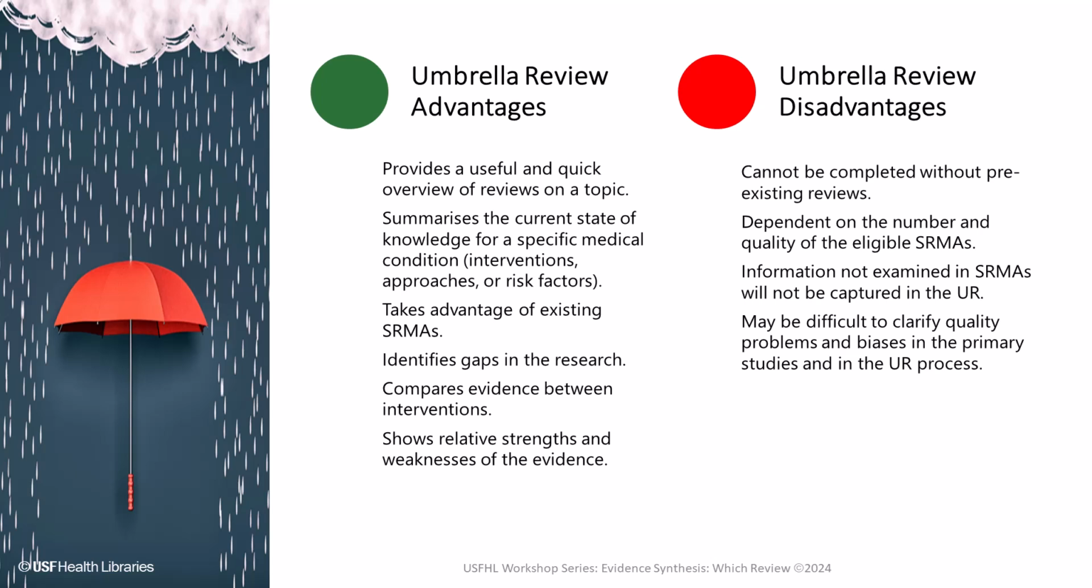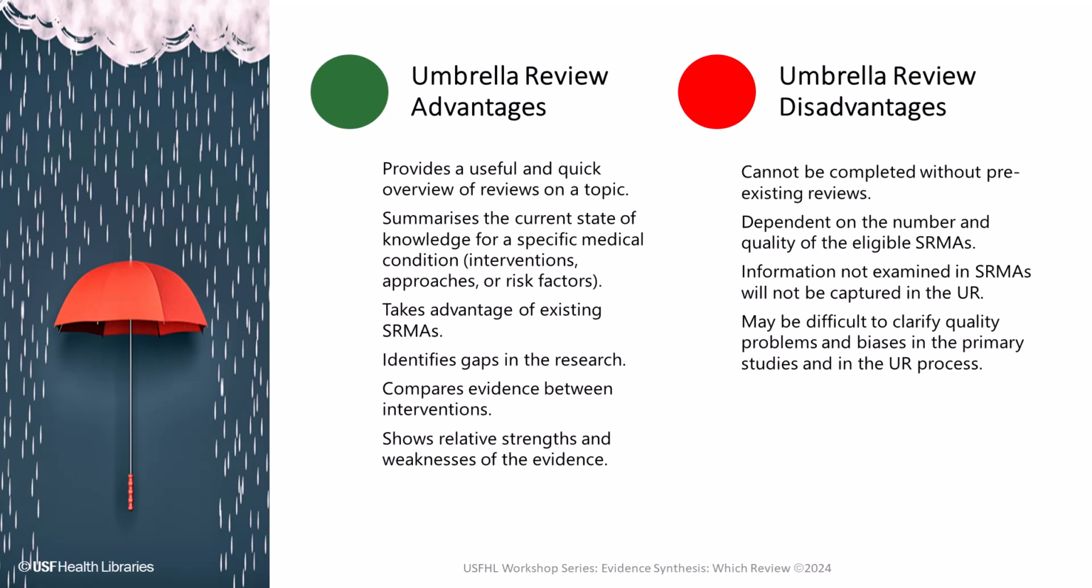Disadvantages of umbrella reviews address the availability of resources and consistent reporting across and within study designs. The validity of umbrella reviews depends upon the quality and the number of primary studies in the available systematic reviews and meta-analyses. Umbrella reviews cannot include information that has not been examined and reported in systematic reviews and meta-analyses.